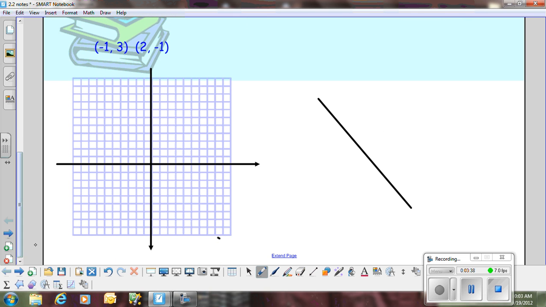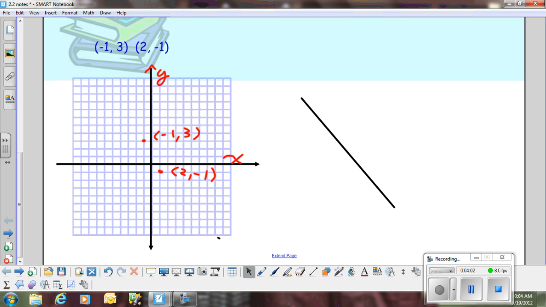Okay, let's look at another one. We've got (-1, 3) and (2, -1). So let's plot those points: (-1, 3) and (2, -1). Draw the line between them. Get the x and the y. Remember the arrows on the end.